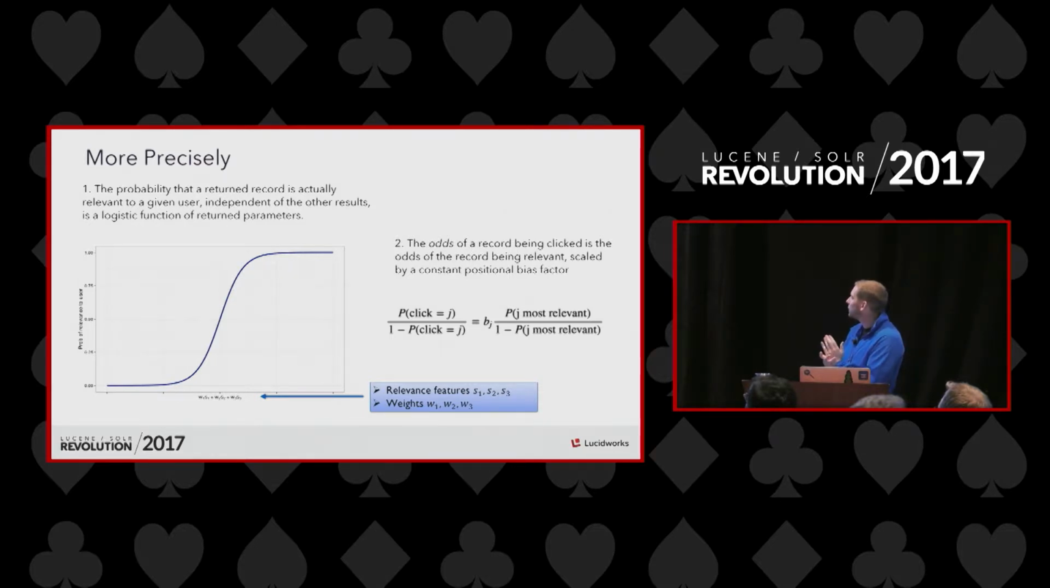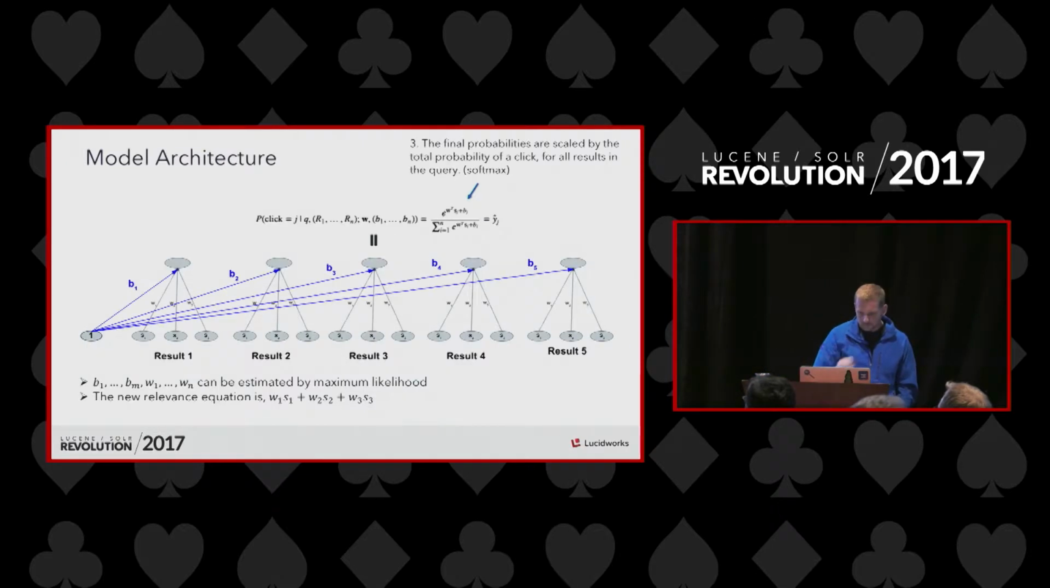So all things being equal, for a document at position 1, the probability of a click on that document is scaled by this positional bias factor B1 that goes with the bias at 1. And there's a different bias factor at 2, et cetera. So that's the math of the second assumption. And then when we put all these things together, we get the third assumption.